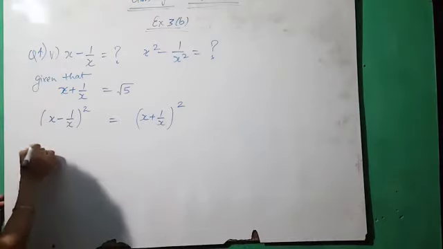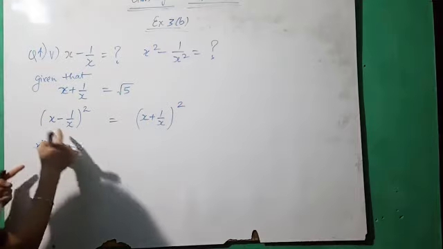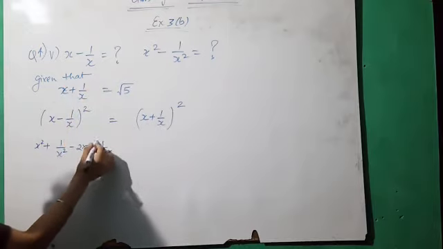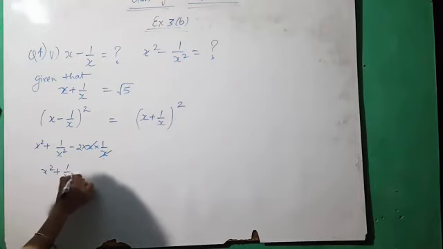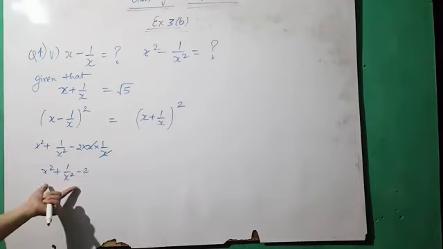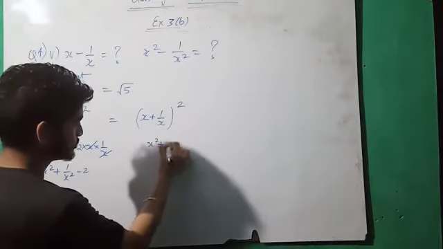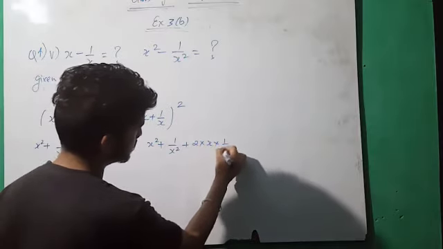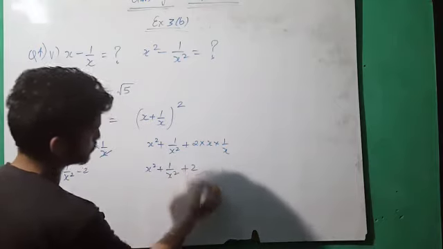Let us see. X square plus 1 by x square minus 2ab, the 2ab cancels. X square plus 1 by x square minus 2. This is the left hand side. Now right hand side. X square plus 1 by x square plus 2ab. So right hand side we have x square plus 1 by x square plus 2.